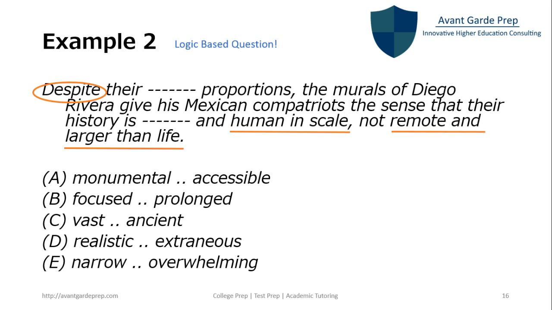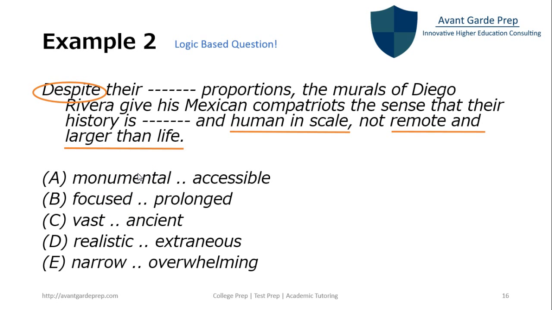So the first blank needs to have a word that means the same as larger than life. Because if you look at the logic at the end of our sentence, not remote and larger than life, that's what is modifying this blank up here. Alright, so now I'm not even going to look at these answer choices right now. I'm just going to look at the first answer choice. So does monumental mean the same as larger than life? Yes, it does. So I'm going to keep answer choice A around for now.